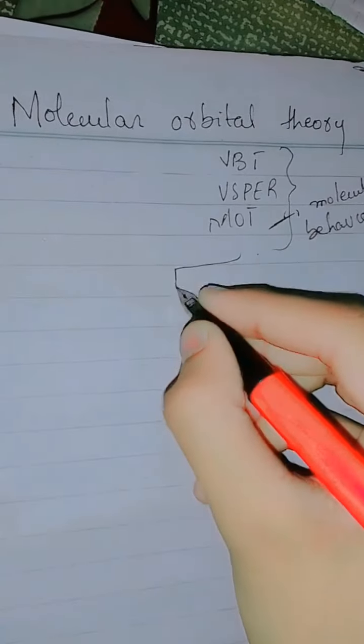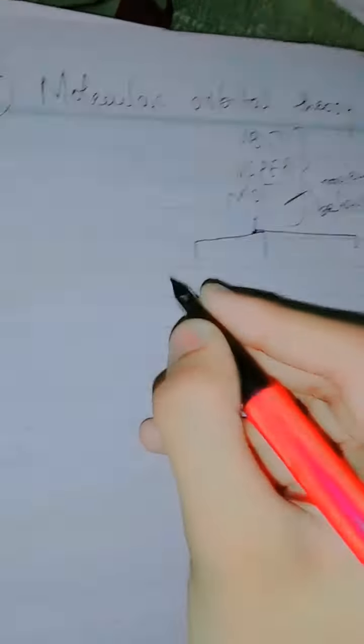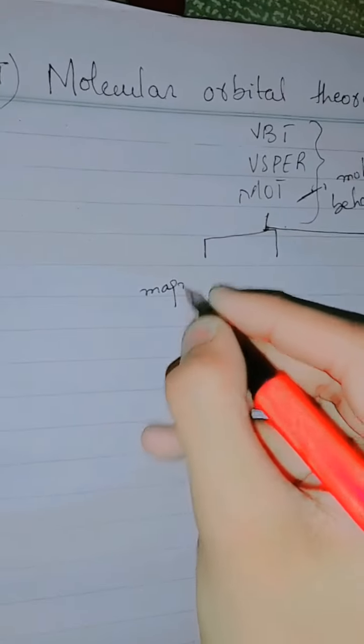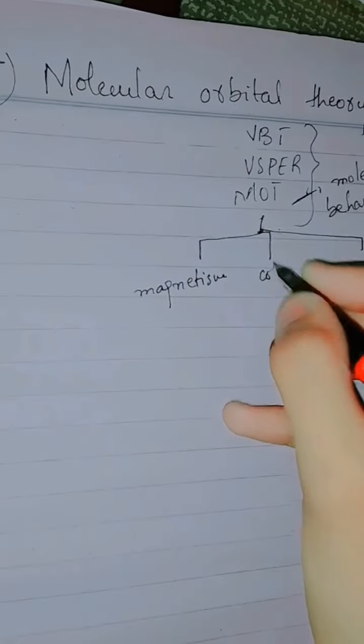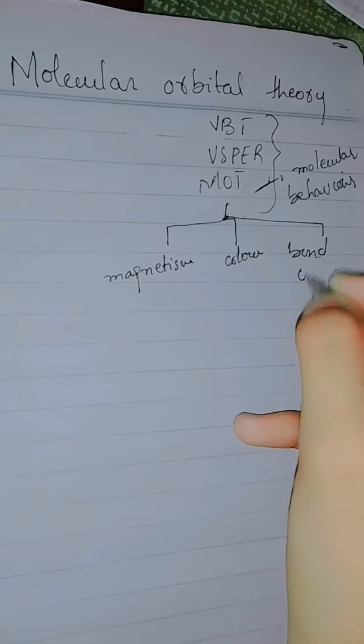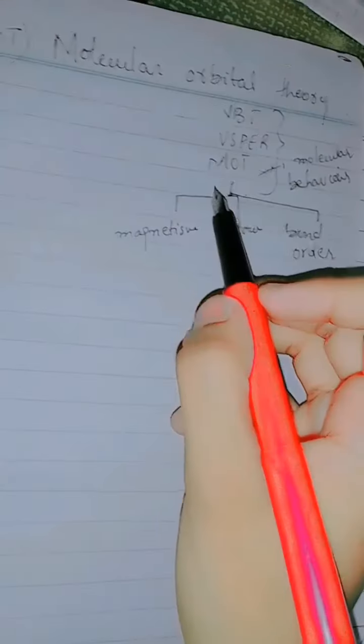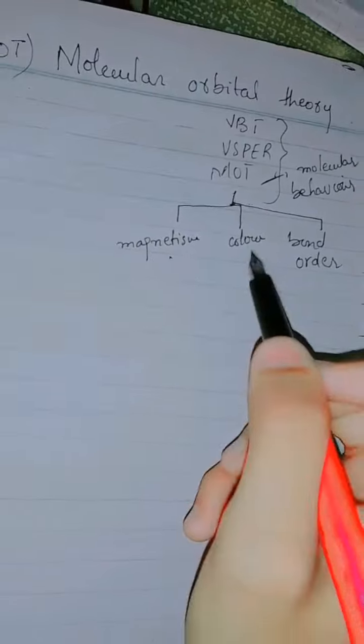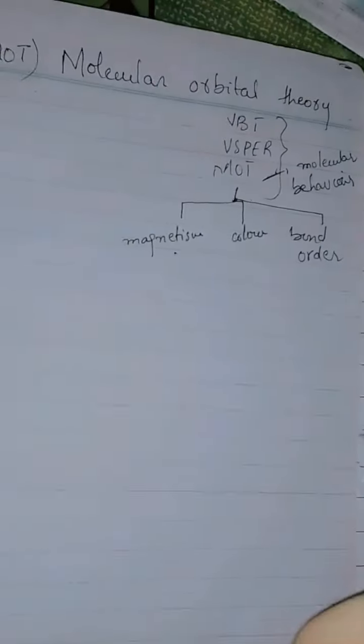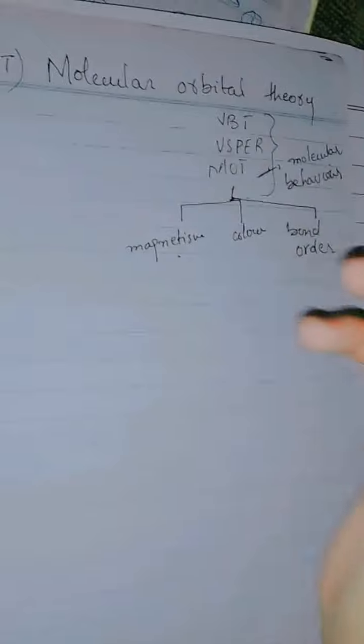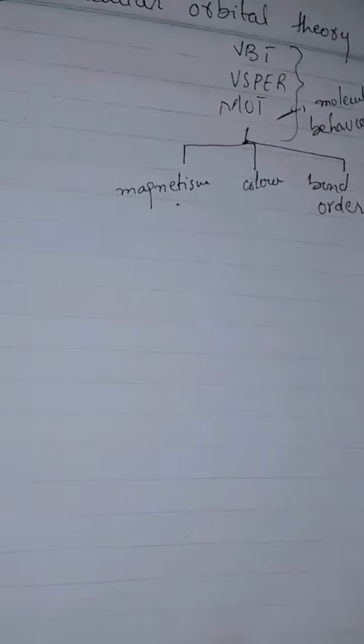Here in MOT we will be discussing three things: magnetism, color, bond order. In molecular orbital theory, we'll be discussing magnetism, color, bond order. These are the molecular behavior, or the properties of the molecule. These properties like magnetism, color, bond order were not discussed by VSEPR and VBT. They were unable to tell about the magnetism, color, bond order.